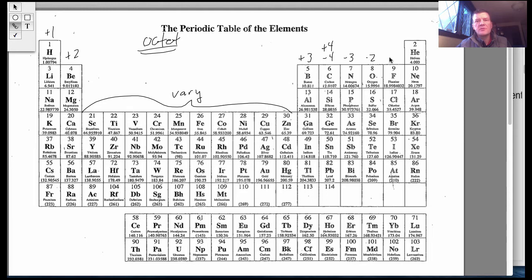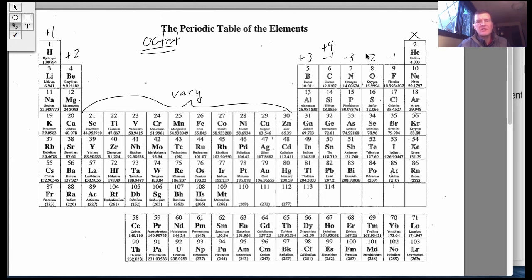Fluorine and the halogen group here, group 17, have 7 valence electrons. It wants to gain one more to get a negative 1 charge on the ions. And then the noble gases, they are full already. They don't want to gain or lose. They are not very active. They don't like to react. They don't need to combine with others in order to get their octet.